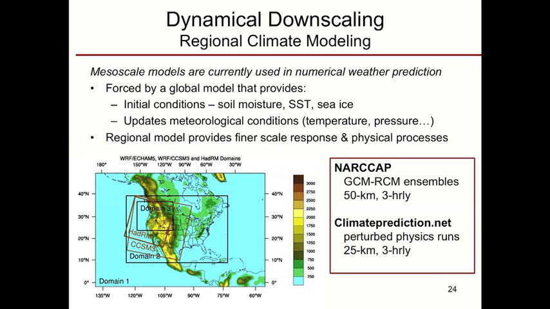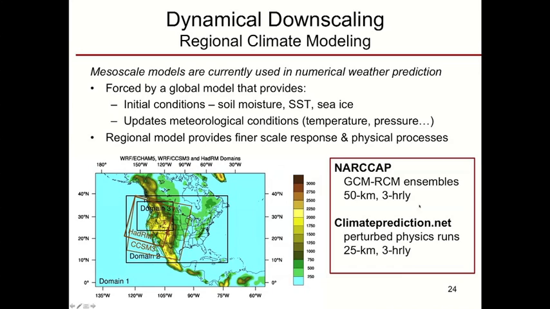What is important though to note that at large scales the regional models are forced by GCMs themselves. So the GCMs are basically providing initial conditions, so sea surface temperature, sea ice, soil moisture. These are updated through an iterative process as we move down into regional climate domains.